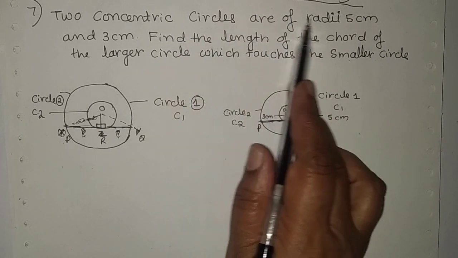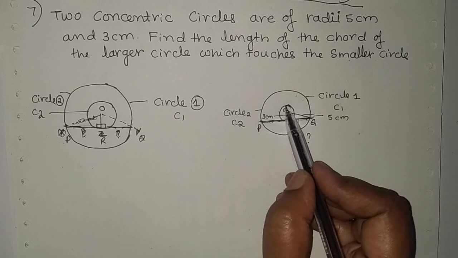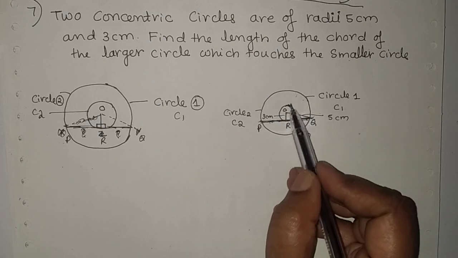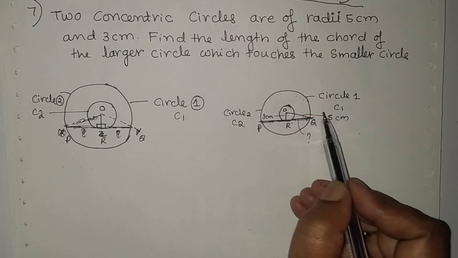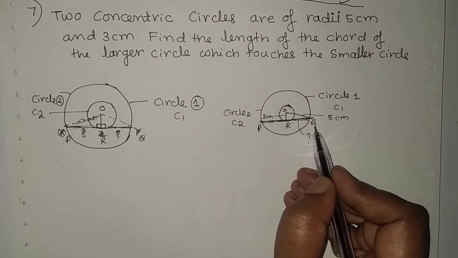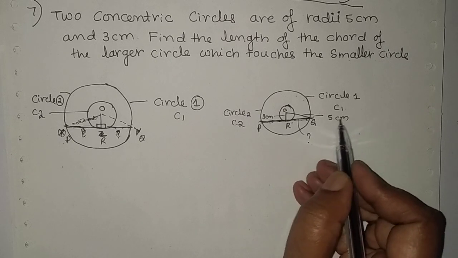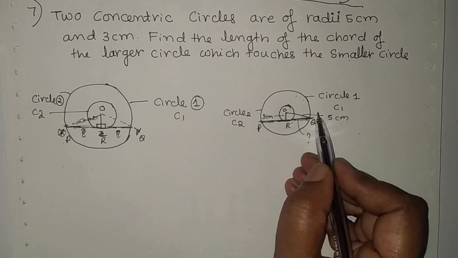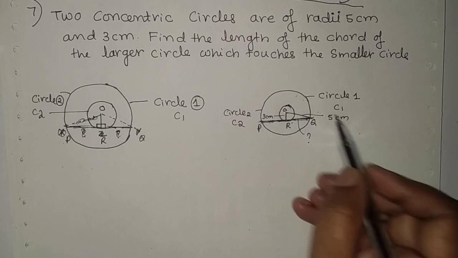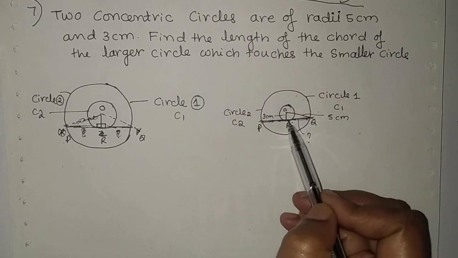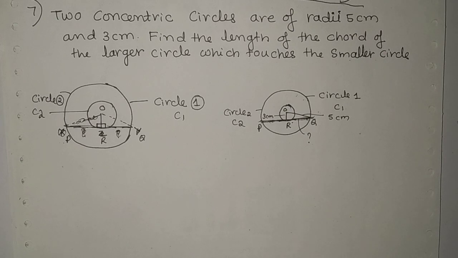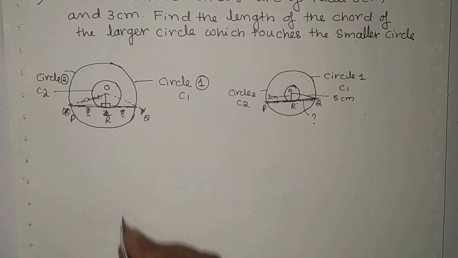So the concentric circles of radius: this is a circle inside another circle. These are called concentric circles C1 and C2. One radius is 3 centimeters, another is 5 centimeters. Find the length of the chord of the larger circle which touches the smaller circle. So we'll start the problem.